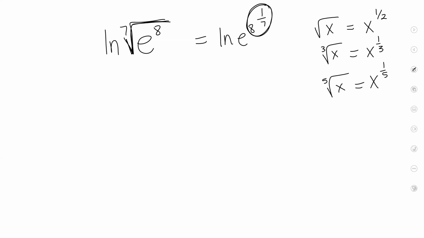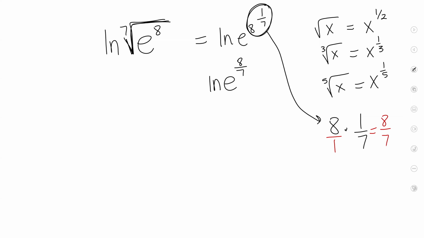Okay, now, guys, what can you do with exponents? You can multiply them. So this is ln natural log of e to the power of 8 over 7. Because look, 8 times 1 over 7, you can just think of this as 8 over 1. This is 8 over 7. Okay, natural log and e cancel out, so your answer is just 8 over 7.